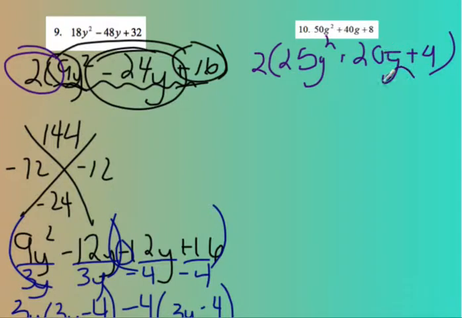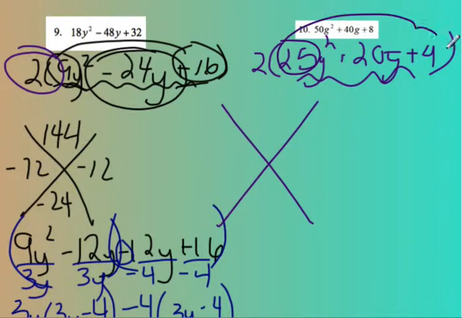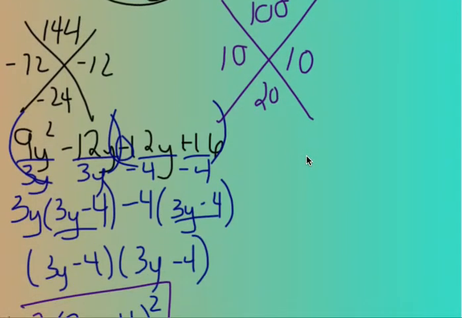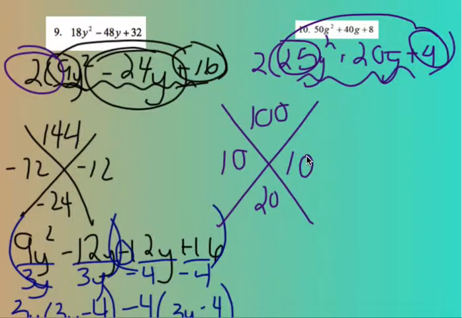And now I'm ready to set up the x, and I'm just going to use that little guy right there. So I'm going to do 25 times 4, which is 100, and then I'm adding to 20. So to do that, I need to use 10 and 10. So now I'm going to set it up for grouping, and I'm just going to use that guy right there.